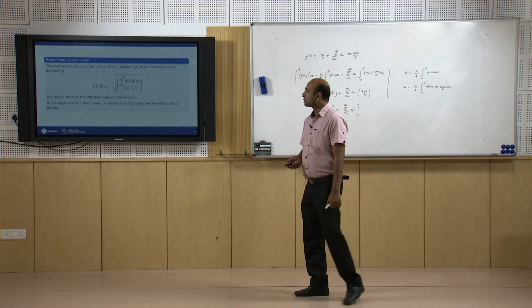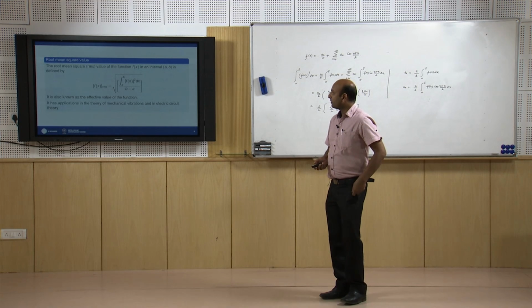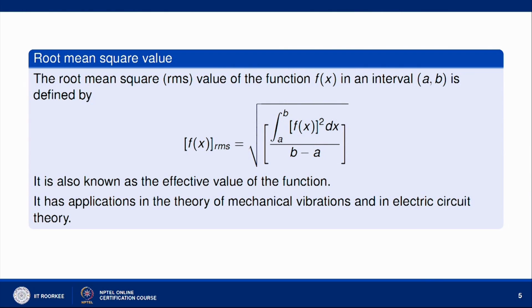Now, next is the root mean square value. The root mean square value of the function f(x) in the interval a comma b is given by the square root of the integral from a to b of f(x) whole square dx divided by b minus a, under root of the entire expression. It is also known as the effective value of the function, and it has application in the theory of mechanical vibrations and in electrical circuit theory.